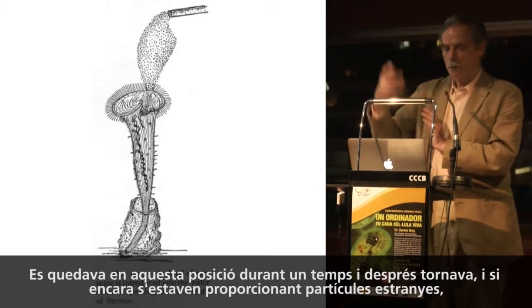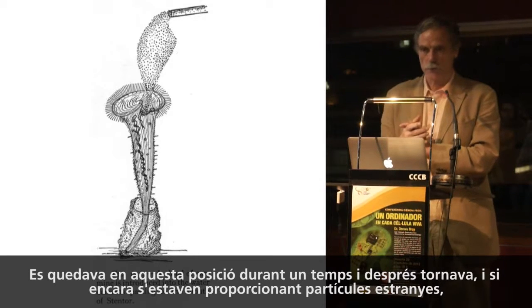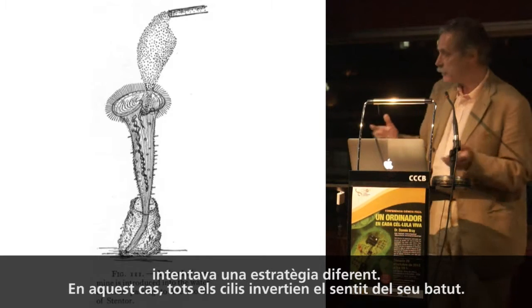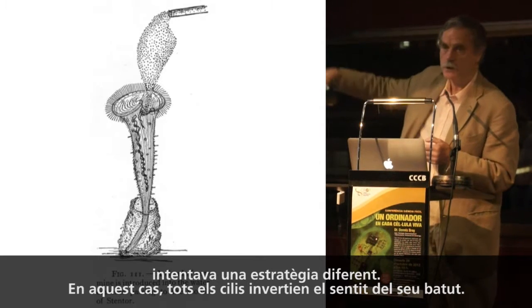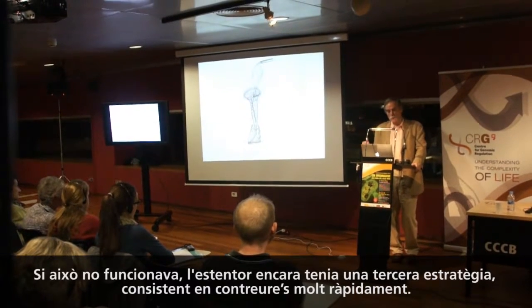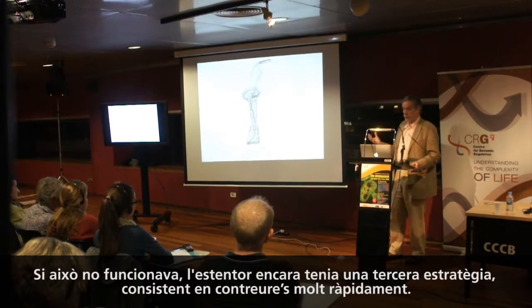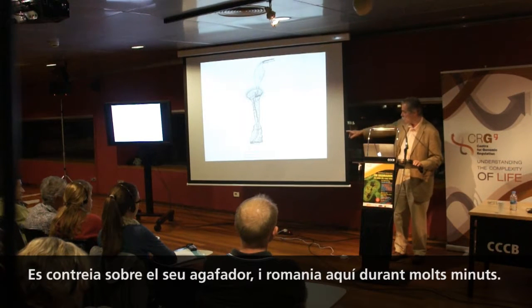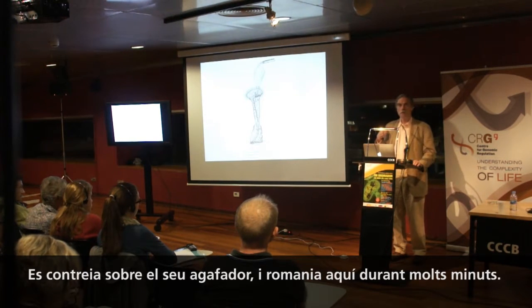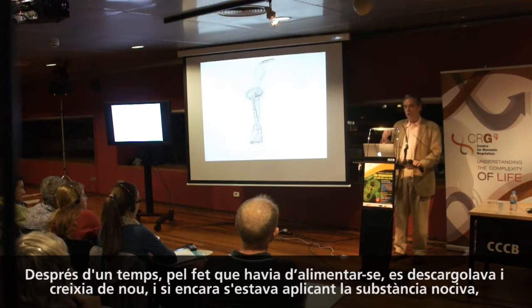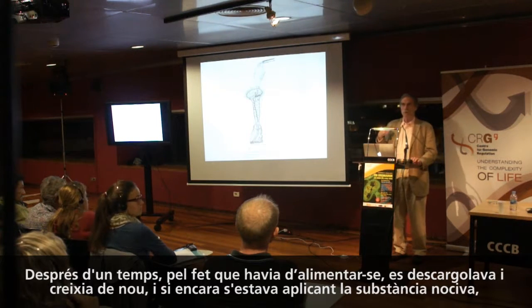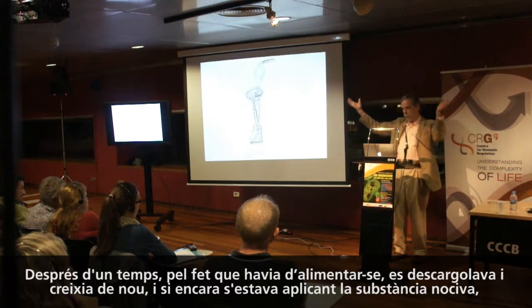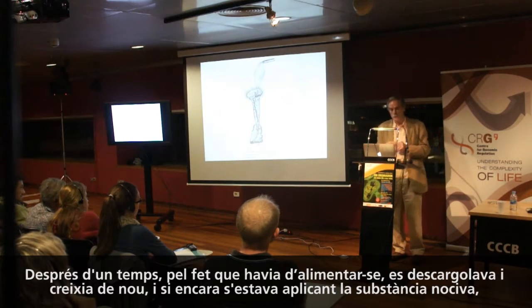And if the carmine particles were still being supplied, it would try a different strategy. And in this case, all of the cilia would reverse their beating. If this didn't work, then stentor had a third strategy, which was to contract very rapidly. It would contract down to this holdfast and remain there for many minutes. After a while, eventually, of course, it had to feed. It would unravel and grow out again.